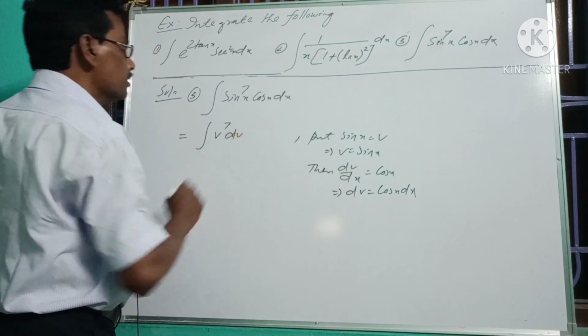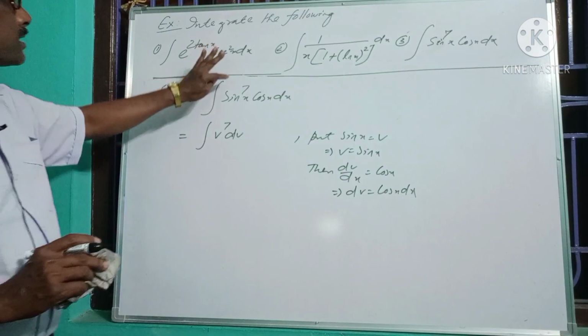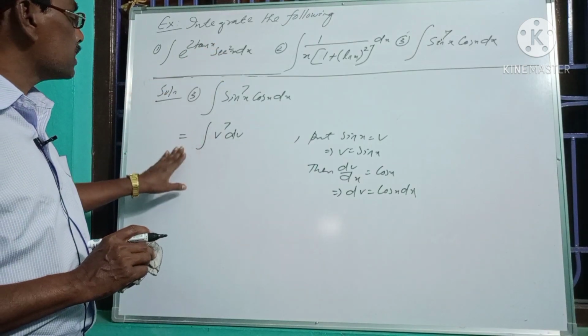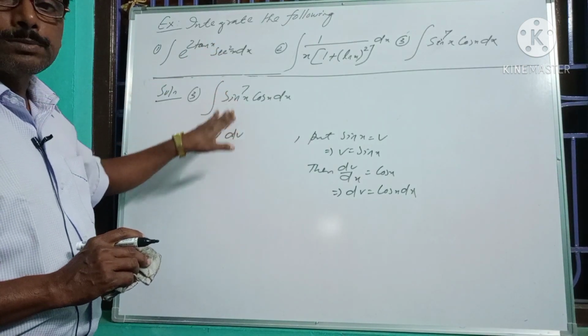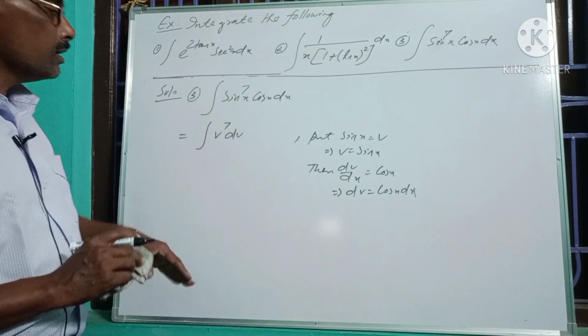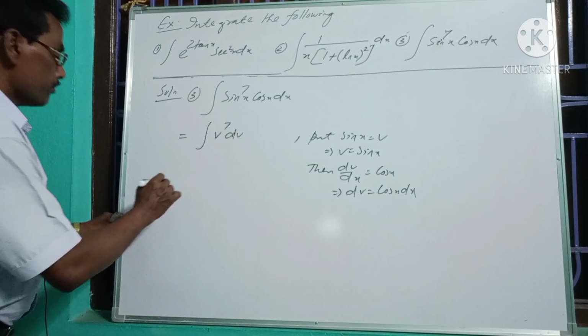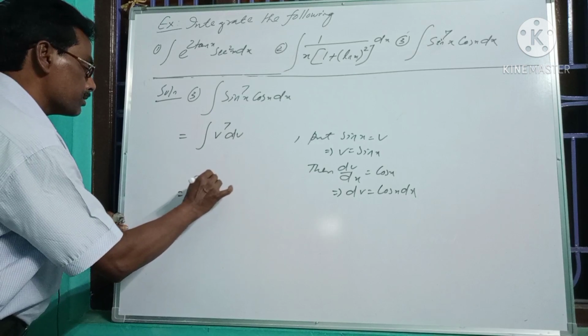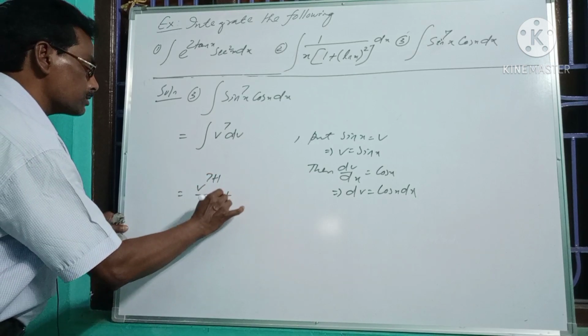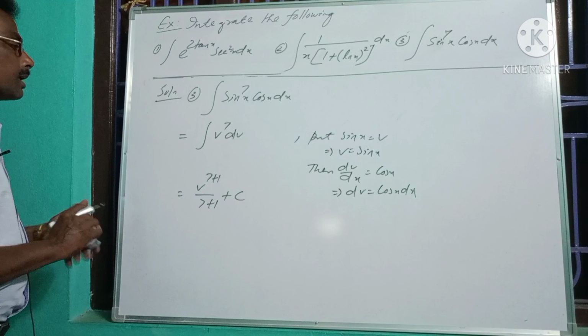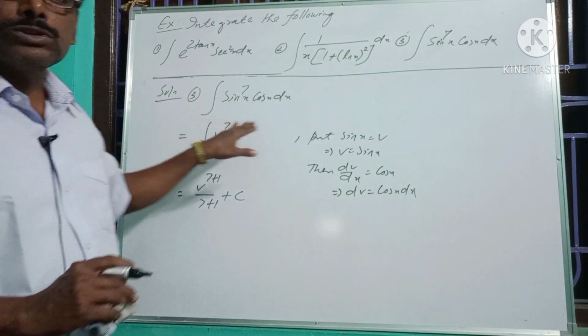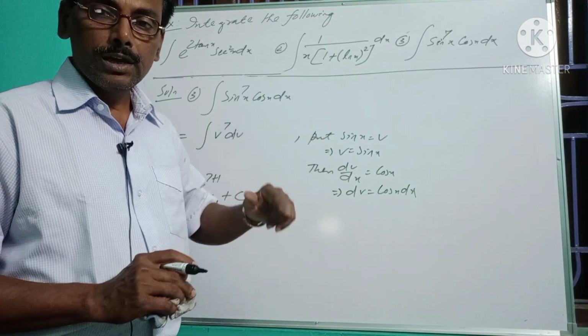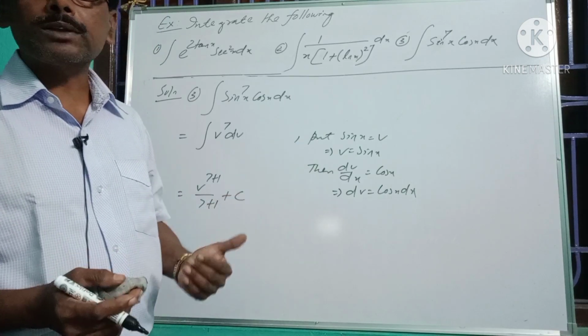So now the non-standard integrand is transformed into standard form, that is, integration of v to the power 7 with respect to v, which is easily integrable. Its integration is v to the power 7 plus 1 by 7 plus 1 plus c, because here we applied the formula: integration of x to the power n with respect to x is x to the power n plus 1 by n plus 1 plus c.